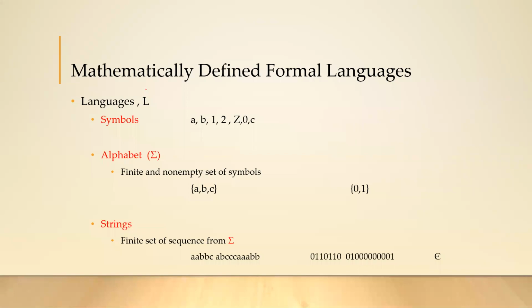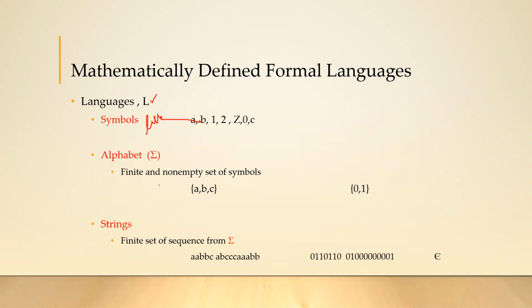Now let's see how you mathematically define a formal language. Languages are denoted by a letter called L. So when you encounter the letter L, it means you are defining a language. Now, you have something called symbols, or I can say letters. They can be your components like A, B, 1, 2, Z, 0, etc. You call them symbols.